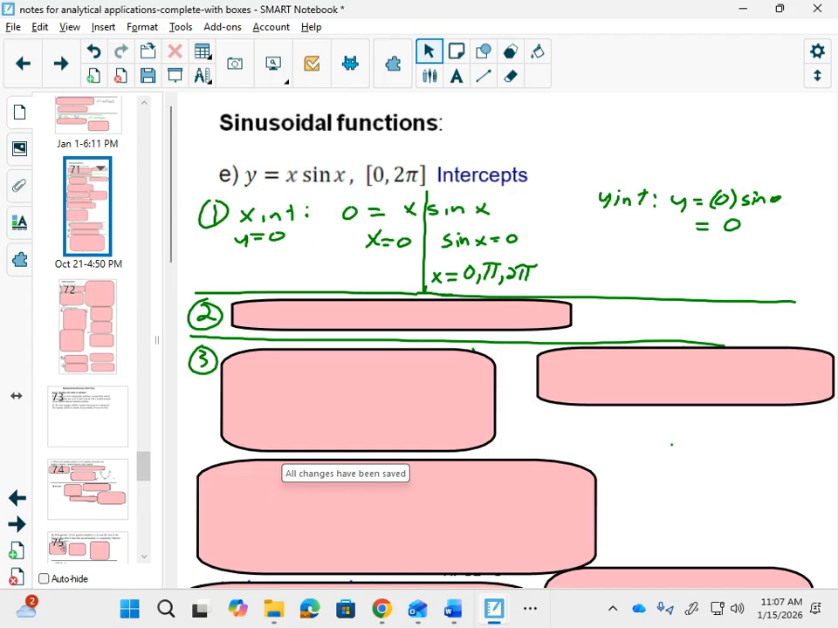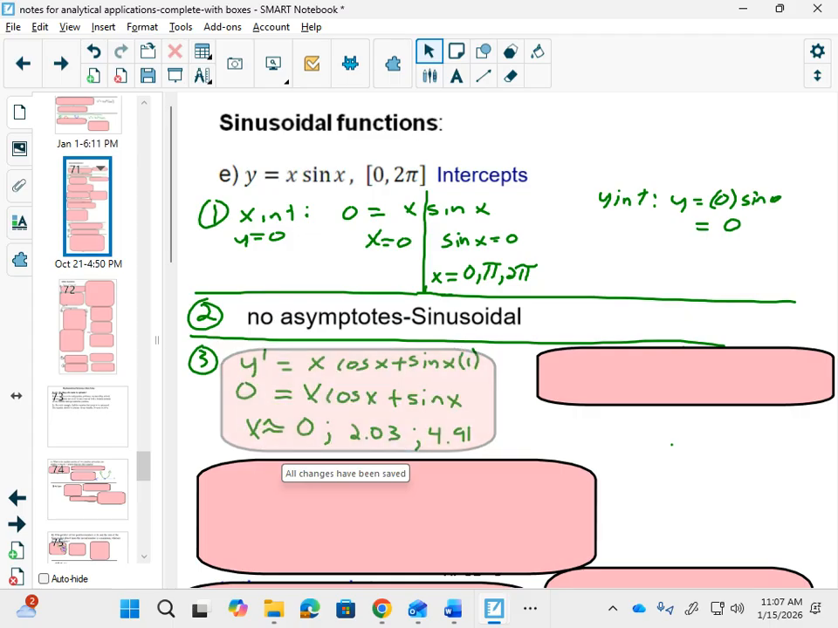Are there asymptotes? No. No non-permissible values. No asymptotes. Now we go to our derivative. Find our first derivative.